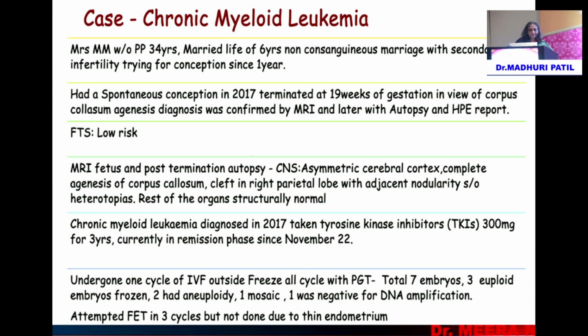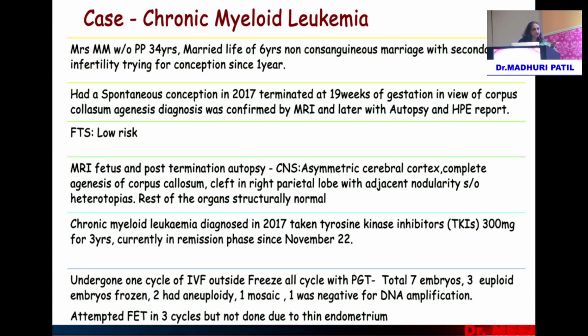So she was a doctor basically, a 34-year-old who was married for 6 years, and she had a spontaneous conception in 2017, which was terminated at 19 weeks of gestation because the baby had a congenital anomaly. Then basically she was diagnosed post that with chronic myeloid leukemia, and she was on tyrosine kinase inhibitors for 3 years, and currently she's in remission since November 22.